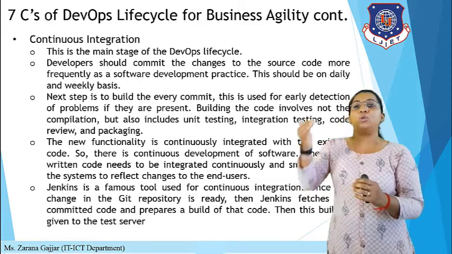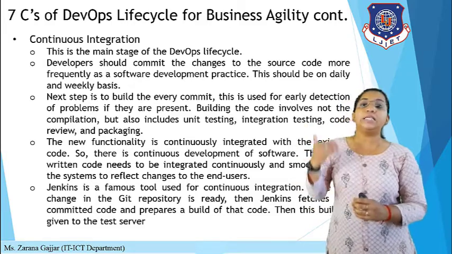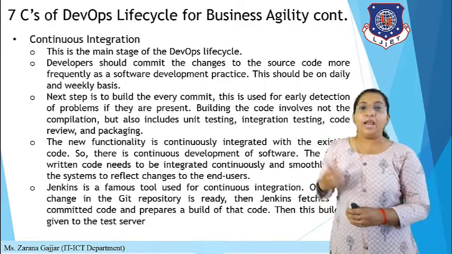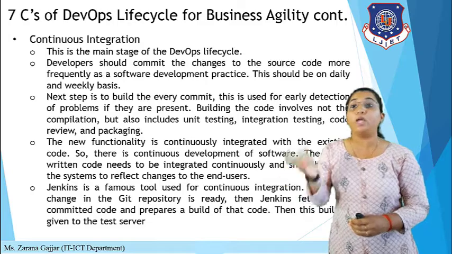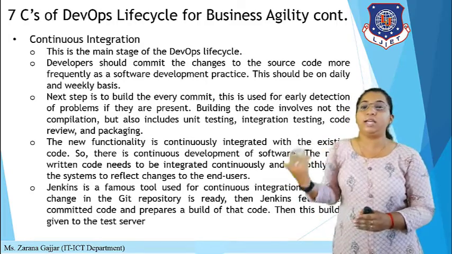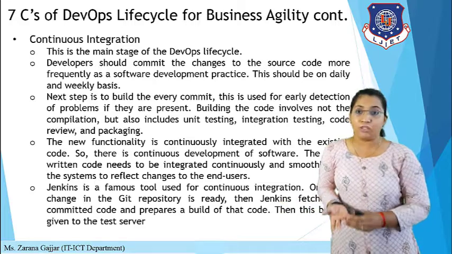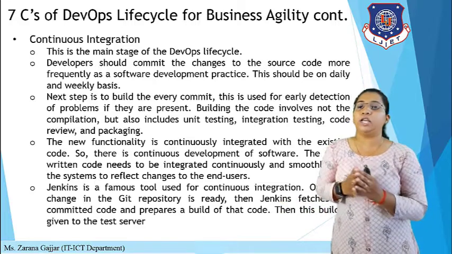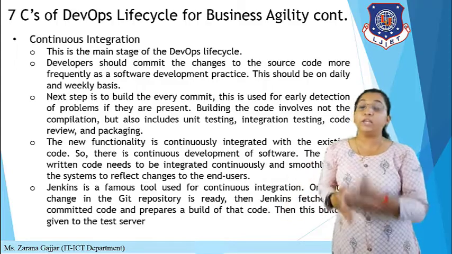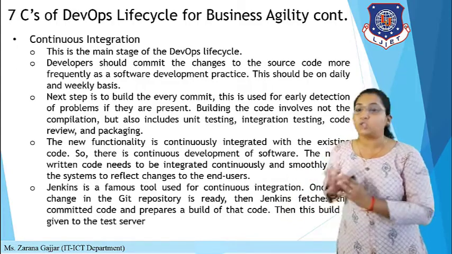The next step is to build on every commit. This is used for early detection of problems, and building the code involves not only compilation, but also unit testing, integration testing, code review and packaging. Here all the testing strategies are applied, and the new functionality is continuously integrated with the existing code.